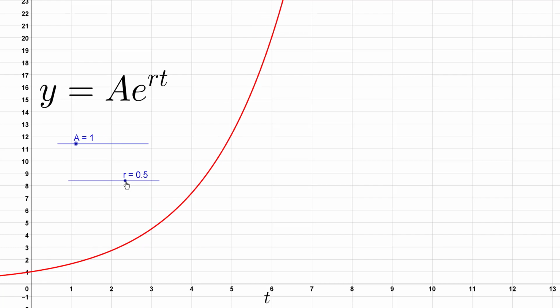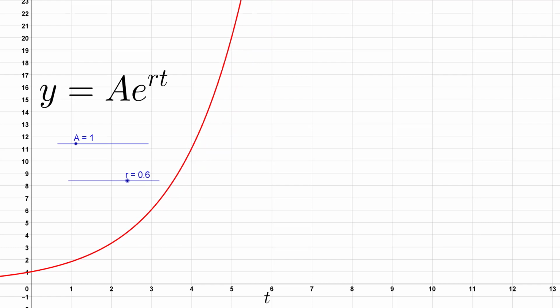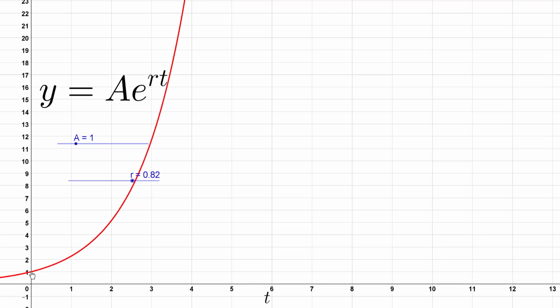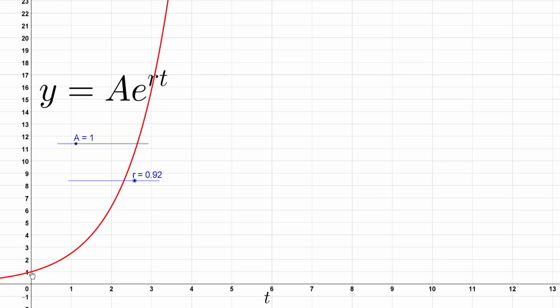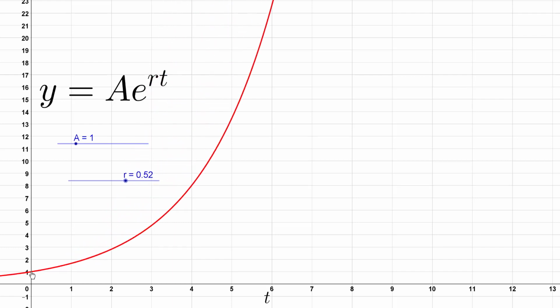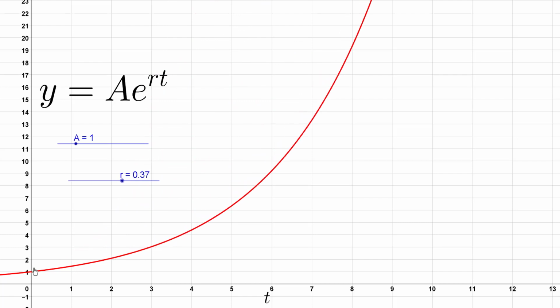What about the growth rate? So right now the growth rate is set at 0.5 or 50%. So if we change that, let's say I increase it, make it a 0.6 growth rate or a 0.7 growth rate, you can see that it's growing faster. My a is set at 1 right now, so that hasn't changed. But as I change the growth rate, you can see that the graph increases faster and faster. And then the opposite is true as well. If I decrease the growth rate, you can see that the graph is increasing slower.